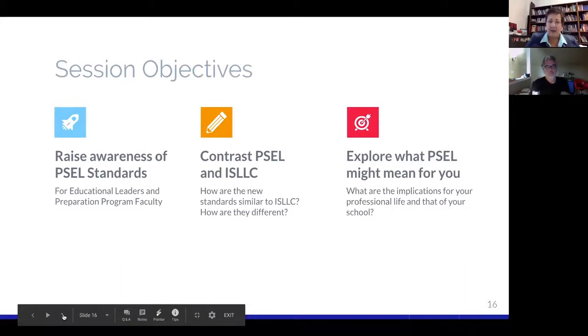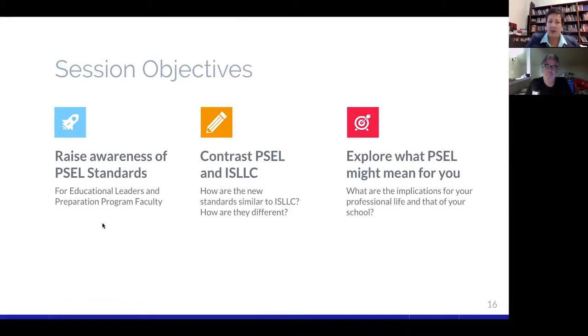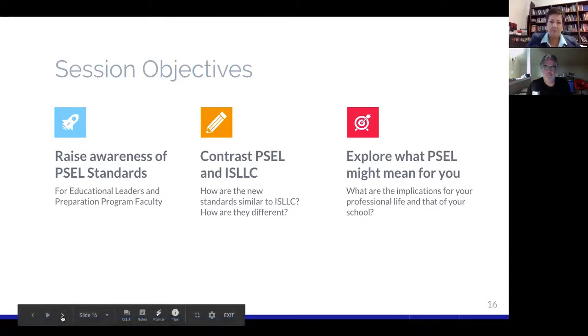We had some specific objectives for today's session. I'm hoping that in this short time we have together, we will raise awareness of the professional standards for educational leaders and what that means for ed leaders as well as preparation program faculty and higher ed. We'll also dive a bit into the contrast between PSEL, the new standards, and our former standards that we call ISLLC, the Interstate School Leadership Licensure Consortium standards that we've had for many years. And then lastly, we'll explore what PSEL might mean for you, what implications it may have for your professional life and that of your school.